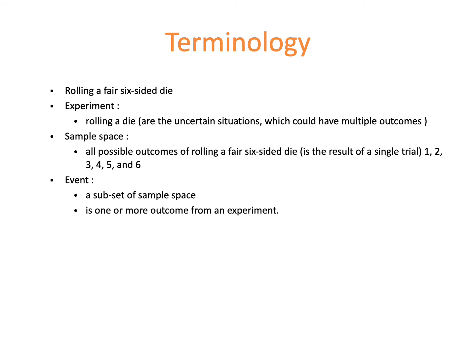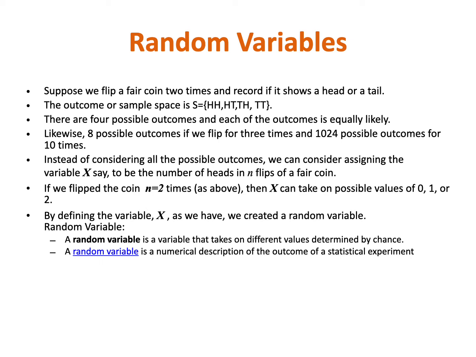In our case, rolling a die is an experiment, and the sample space is the entire set of possible outcomes of a random experiment. For rolling a fair 6-sided die, the sample space is 1, 2, 3, 4, 5 and 6. An event is a subset of the sample space, one or more outcomes from our experiment.